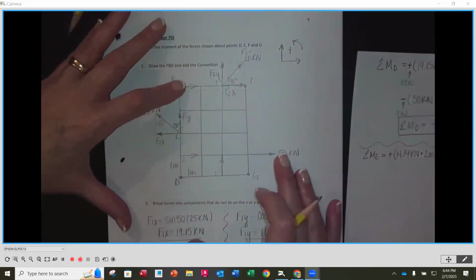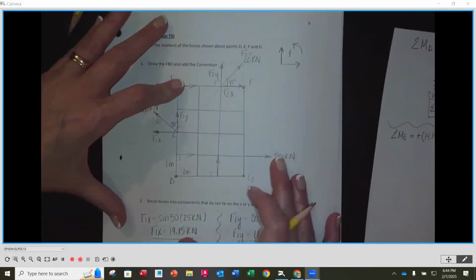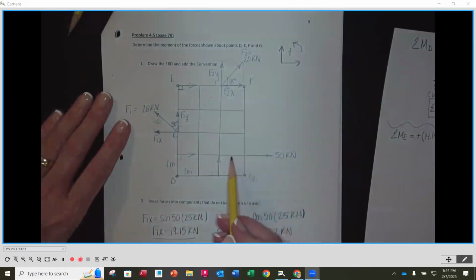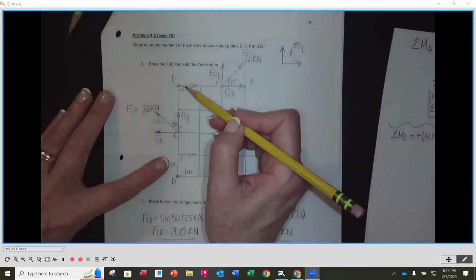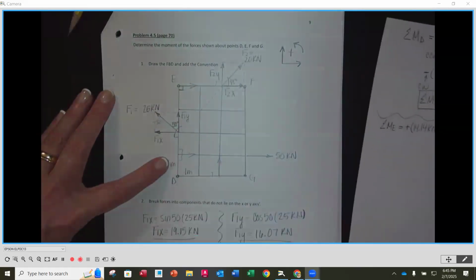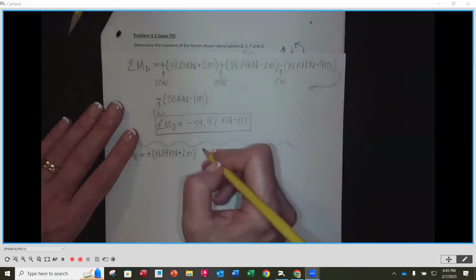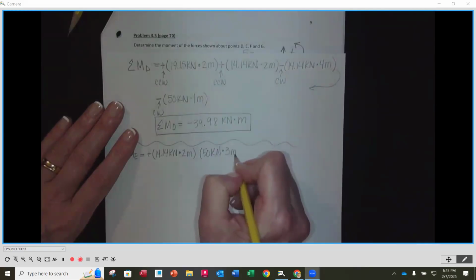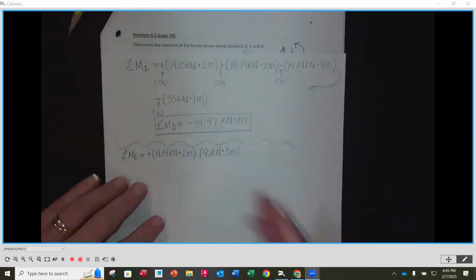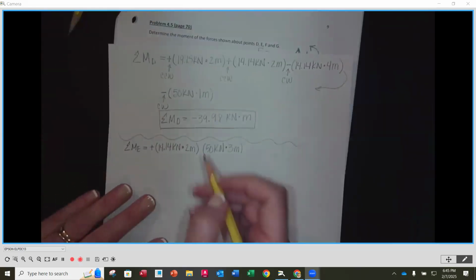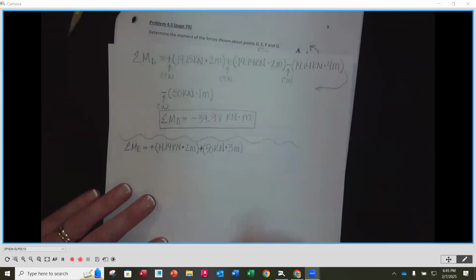Then we're going to move down to 50. Finger on E. 50 does rotate. It rotates in a counterclockwise direction. If we pull 50 back along its line of action, from here, it's going to be 1, 2, 3 meters. It's going to be the distance. So, parentheses, 50 kilonewtons times 3 meters. And the sign out front, E, counterclockwise, so positive.